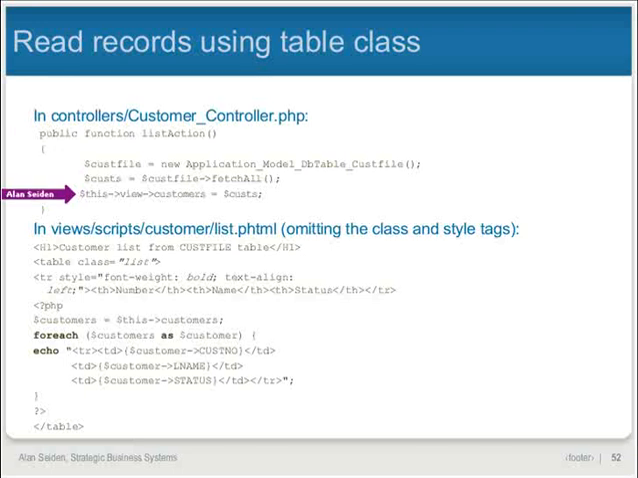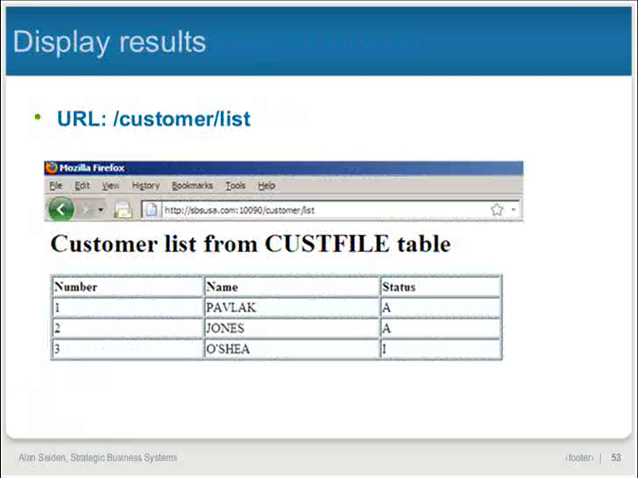In the view script itself, I have some simple HTML. I didn't show all the styling here, but this is the basics. We basically loop through the list of customers, and I output them as a table. I'll show you the results on the next page. There it is. Customer list. I don't know who this Pavlak guy is. I always like having names with an apostrophe in them because it's good for testing if it breaks your SQL. If you're concatenating your SQL, it's always a good one to try out.